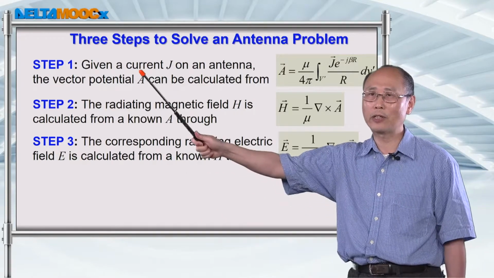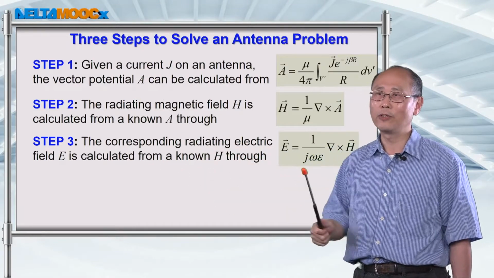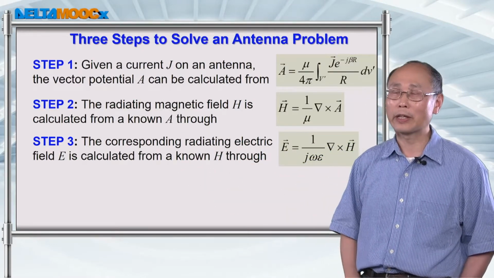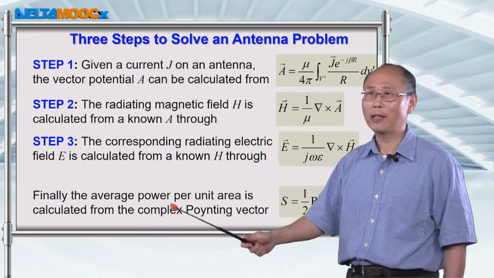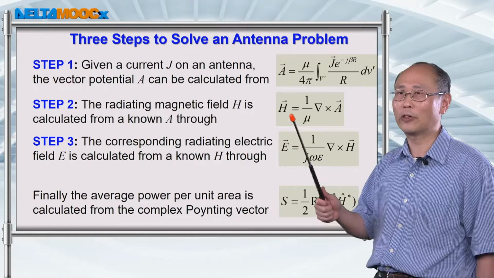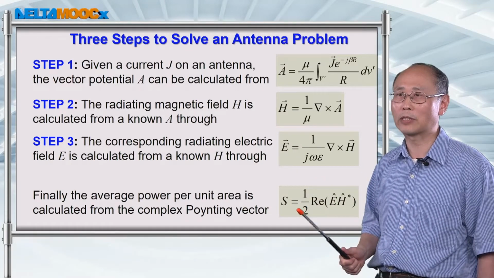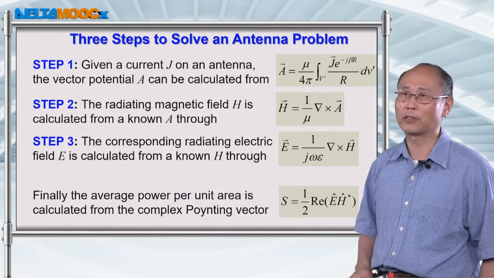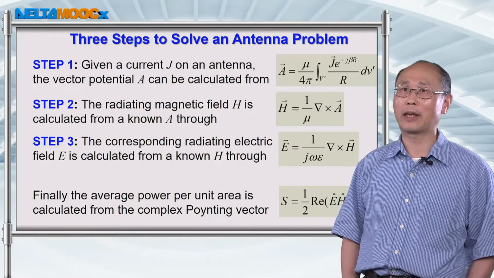So in general, we go through this step 1, step 2, and step 3 to figure out all the field, the electric field and magnetic field in space. Then once you have the electric field and magnetic field, you can calculate the average power by using this complex Poynting vector. So this is the general steps to analyze an antenna.